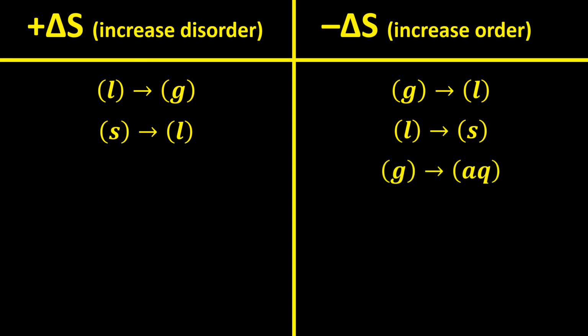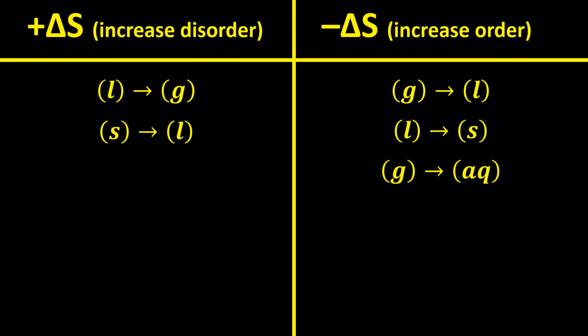Okay, so the next thing we're going to think about is what happens if we have a gas that ends up getting dissolved in a liquid. Well, when that happens, you have something in a state where it's very free and disordered that goes into a more confined state that's got more order. So we've increased the order, which means we have a negative change in entropy.